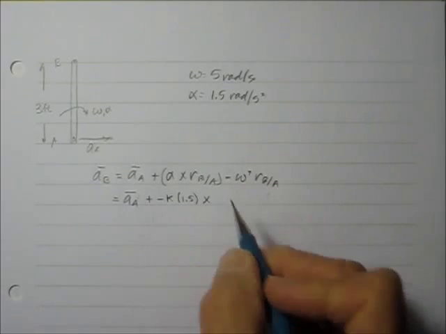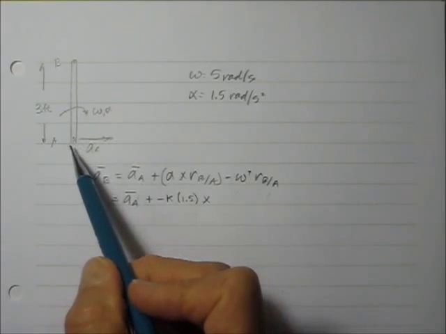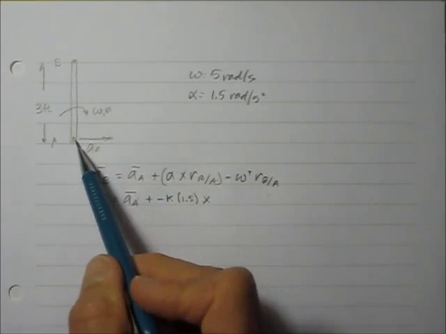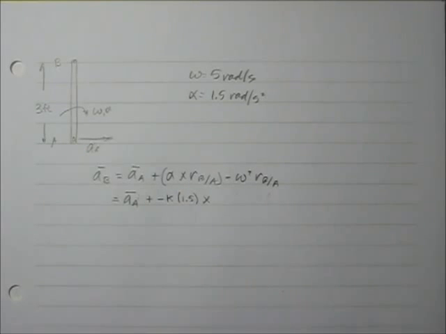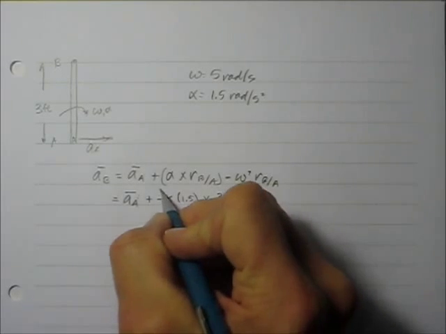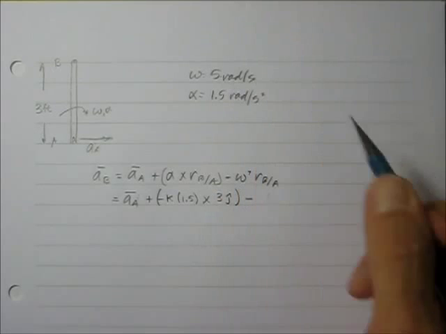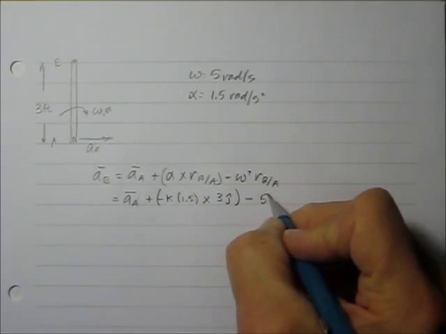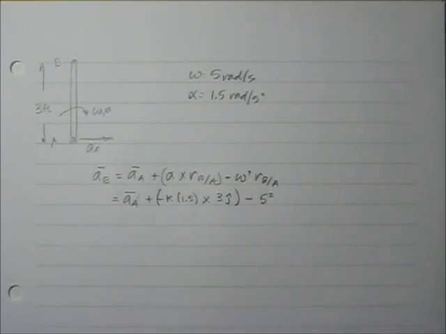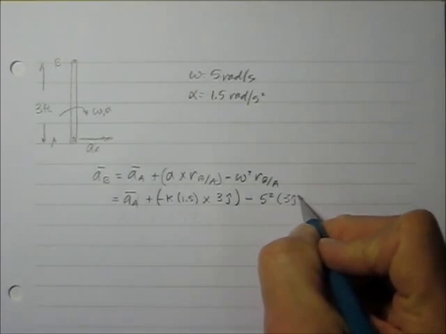We're going to cross that with r of B with respect to A, and B with respect to A is where B is if I'm standing on A, and so B is up 3 in the j direction, so I'll put 3j, and that's all in parentheses like that, minus omega squared, and omega was given as 5, and we're going to square that, and then B with respect to A is going to be 3j.